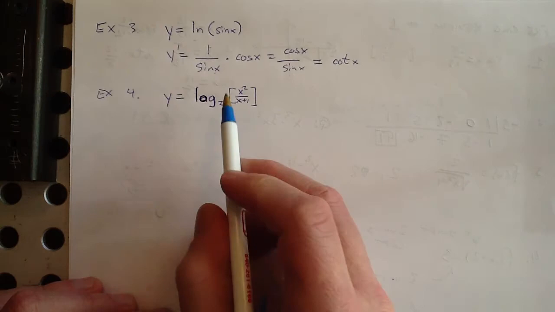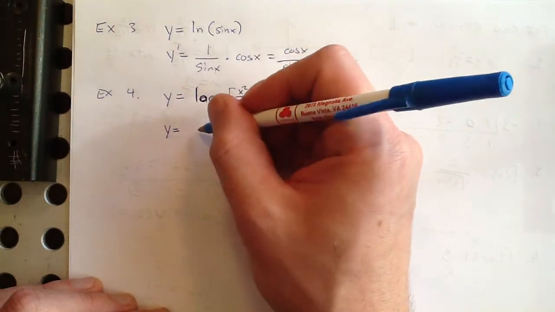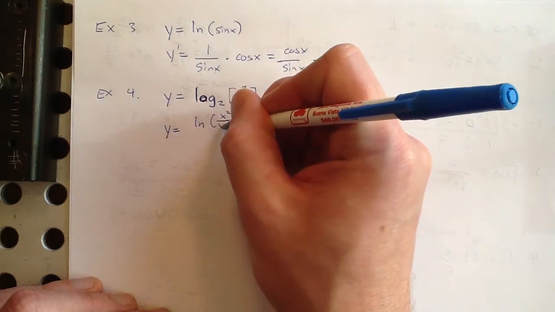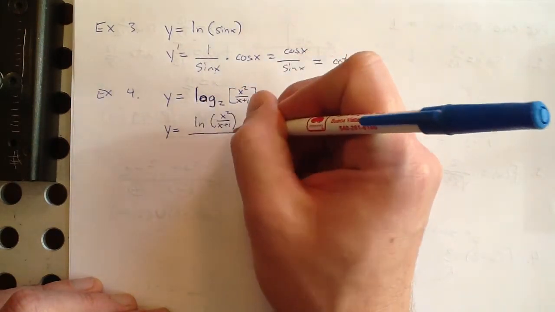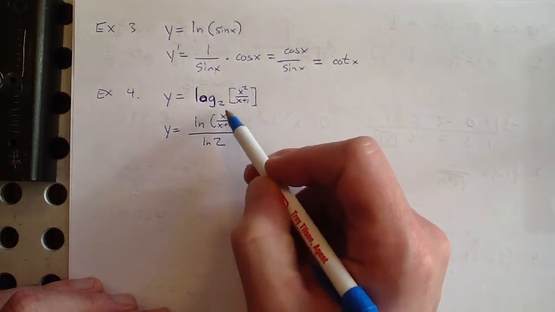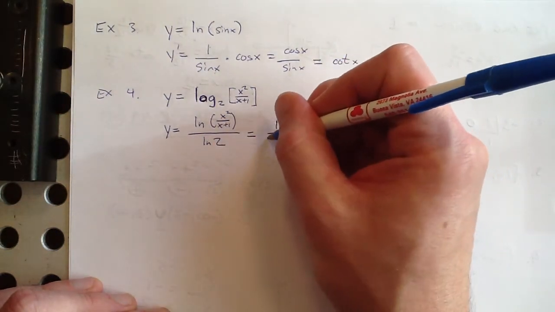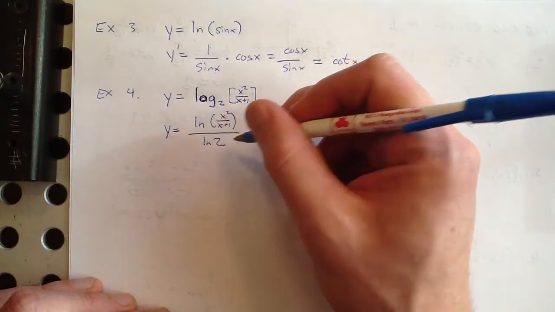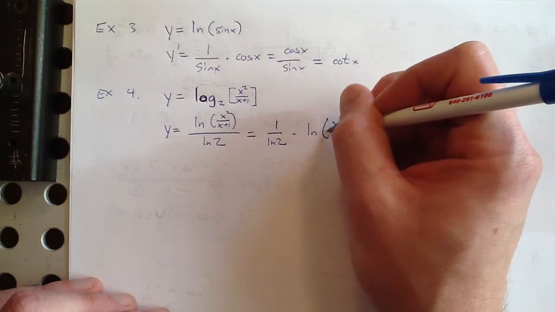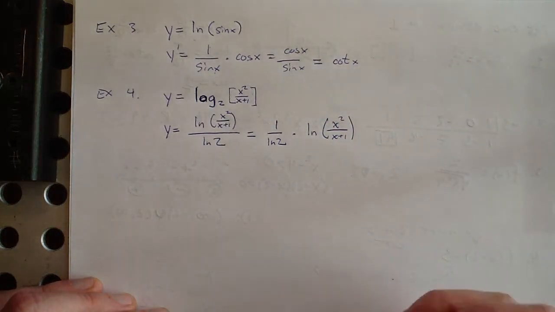This is not the right base, so the first thing we have to do is our change of base rule. That would be the natural log of x squared over x plus 1 over natural log 2, right? That goes up, that goes down. And probably better for us to write that as just a number times natural log of x squared over x plus 1. Okay?